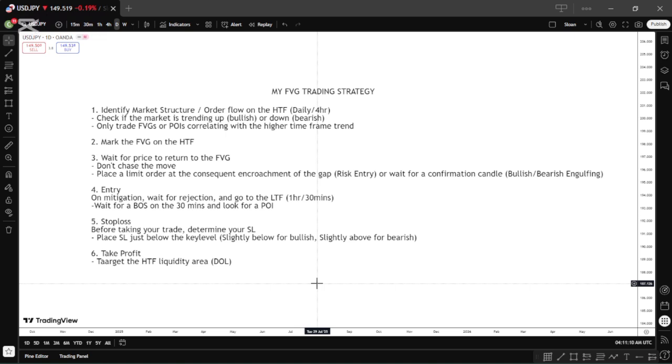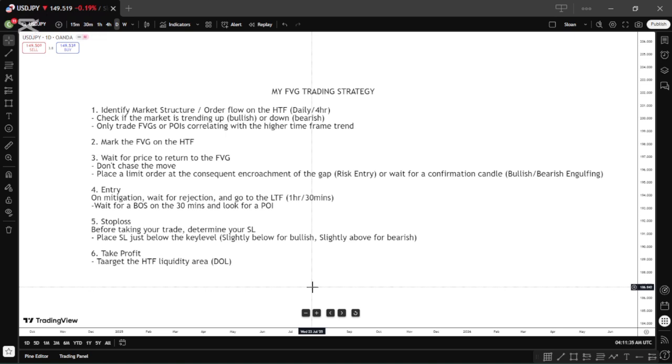So the first thing I do is I want to identify market structure. I want to identify the market flow on the higher time frame, either on a daily time frame or on a 4-hour time frame, depending on the particular time frame I want to take my entries from. So I spot out the direction it's going. Is the market trending in a bullish pattern, or is it in a bearish pattern?